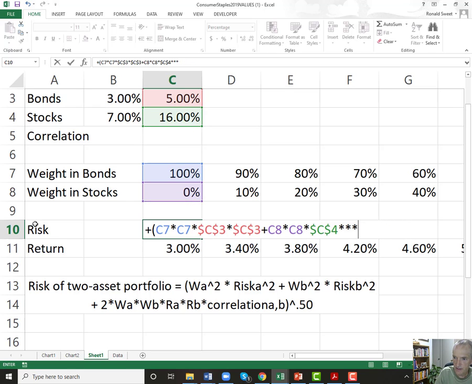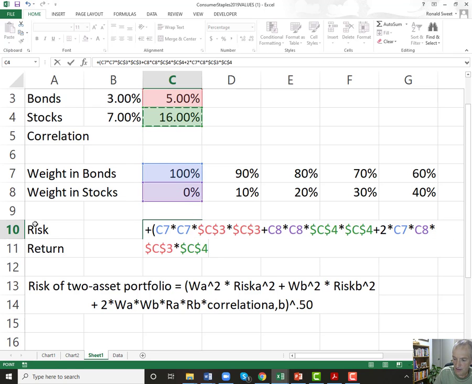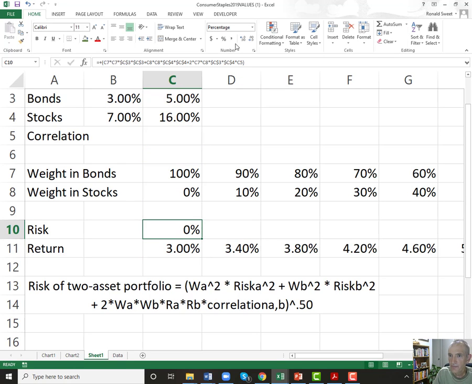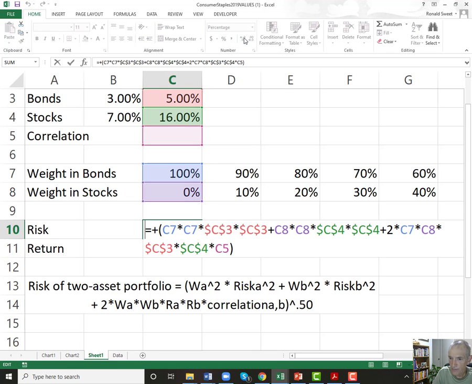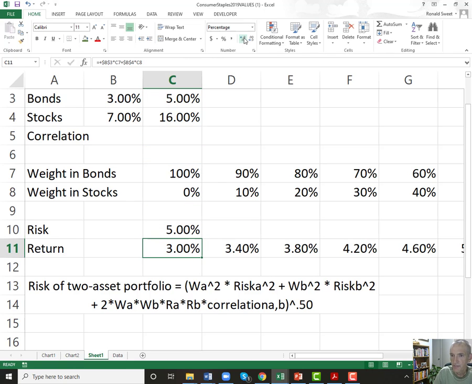Oops, sorry, I got sticky keys here. Plus 2 times the weight of A times the weight of B times the risk of A locked in times the risk of B locked in times the correlation. I'm going to put correlation here. Obviously this should come out at 5% unless I made a mistake. It looks like I made a mistake, so let's see what I did. Oh, and the last thing is you got to take the square roots. Take the square root of that, gives you 5%.